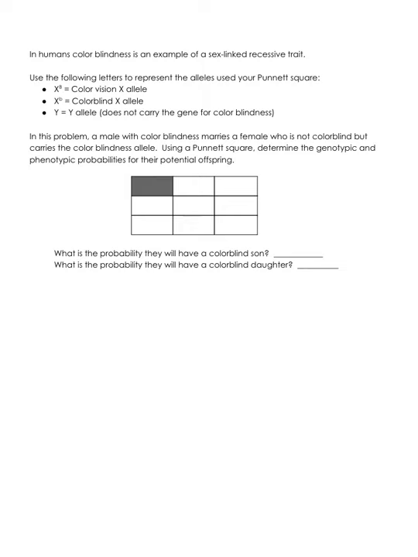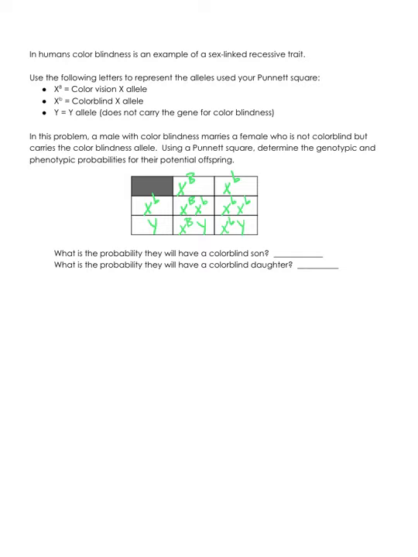So in this problem, we have a male who has color blindness, and he marries a female who is not colorblind but carries the allele for color blindness. So we're going to use our Punnett square to determine the genotypic and phenotypic probabilities for their offspring. So again, the female is not colorblind, but she is a carrier. So she is going to have X capital B and X small b. And then the male is colorblind, and so he is going to have X small b, Y. And then we're going to fill in our boxes. So then we can answer the questions.